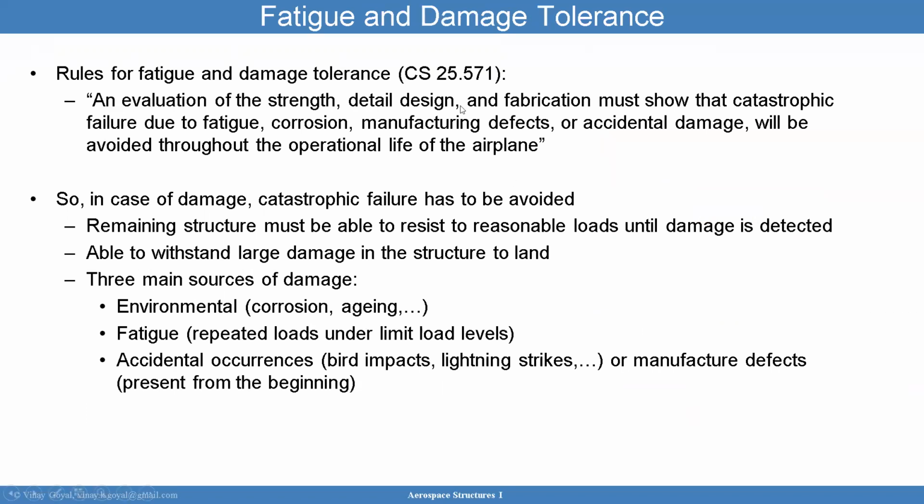The rules for fatigue and damage tolerance are covered in the CS 25.571. An evaluation of the strength, detail, design, and fabrication must show that catastrophic failure due to fatigue, corrosion, manufacturing defects, or accidental damage will be avoided throughout the operational life of the airplane. So, in case of damage, catastrophic failure has to be avoided. The remaining structure must be able to resist the reasonable loads until damage is detected. And we also have to make sure that we can withstand large damage in the structure and that the structure can land successfully even with damage.